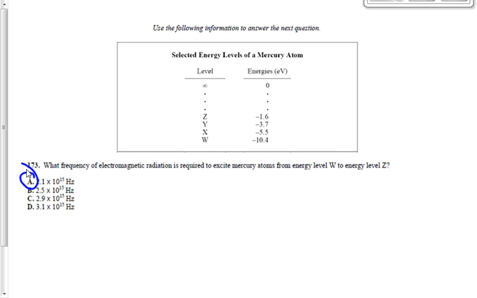All we're doing is subtracting the two energies here, and then setting E equal to H times F. Make sure when you set E equals H times F, you make H 4.14, because we're dealing with electron volts, right? If it was joules, you'd use the 6.63 value. Good?